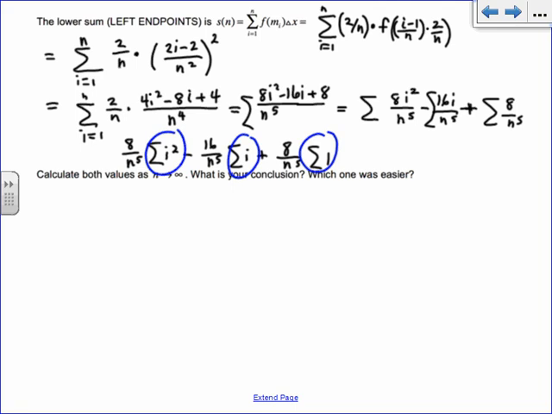Sometimes I make mistakes on the left endpoints, it's complicated. So the one that ends up being easier is the right endpoints. So always use right endpoints if possible, because you don't have to adjust by doing i minus 1. You already have the 2i over n or whatever.